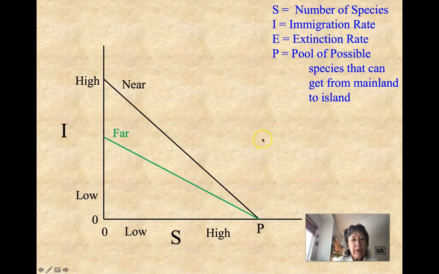And so we can graph that, or look at a graph of that relationship, where we plot the immigration rate as a function of the number of species on the island. And we look at the difference between near and far islands. As we've said before, the immigration rate is going to be high if there's no species on the island, because any species that arrives on the island is going to be a new species. But the immigration rate for an island that is close to the mainland, a near island, is going to be higher than the immigration rate for an island that is distant or far from the mainland.